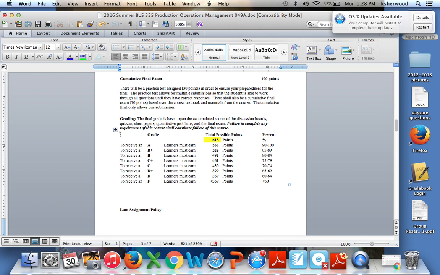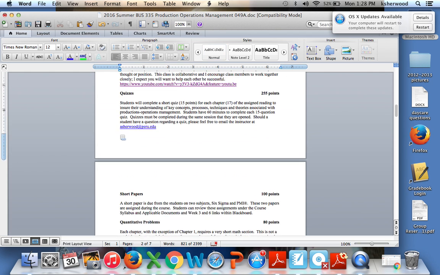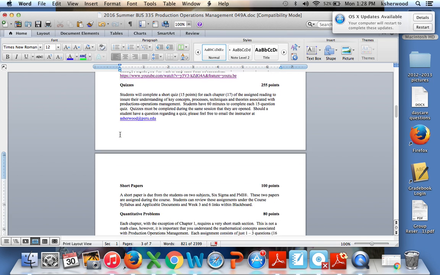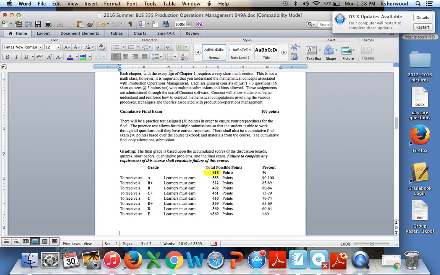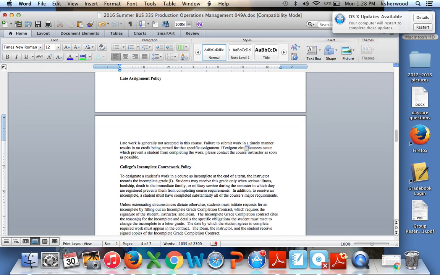So, points breakdown. Those total to 615 points. Those components, the discussion board, the quizzes, the two short papers, the math, and then the final, total to 615. And this is a breakdown of what point count will get you what score. I think it's pretty self-explanatory. Most students in my classes get A's and B's. It's pretty rare that I'm giving anything other than A's and B's, but that's based on the idea that you're putting in some effort.